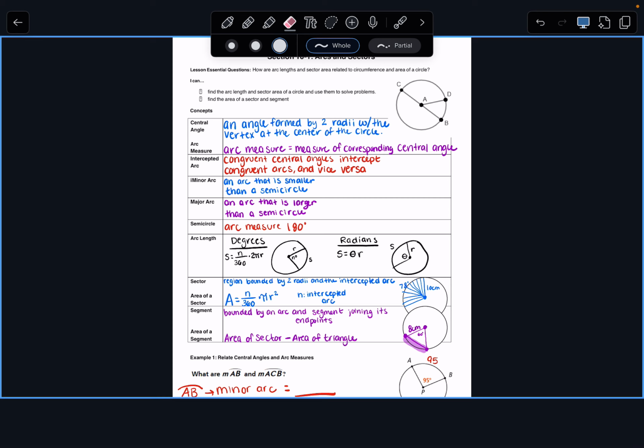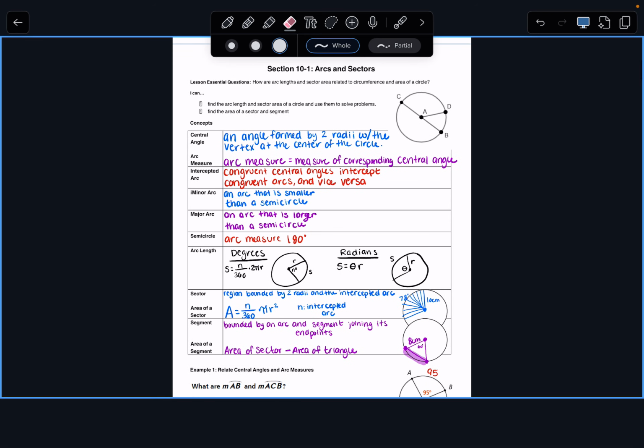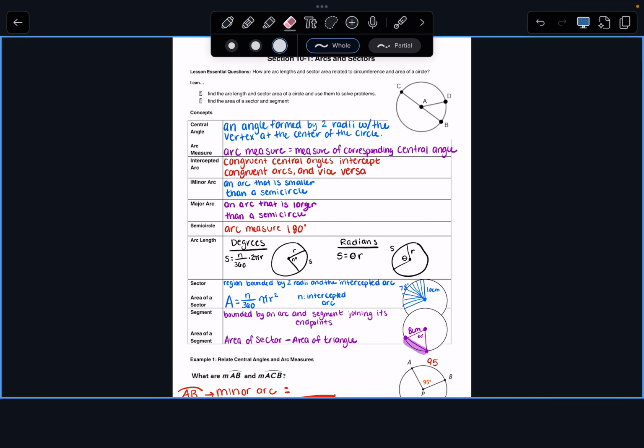All right, guys, our big focus in topic 10 is circles. And in lesson 1 specifically, we're looking at what we call arcs and sectors. We'll learn what those are as we try a few examples. Our big focus is on these arcs. These arcs will help us find out things about sectors.